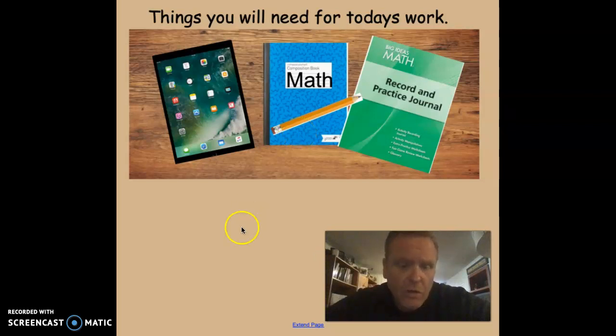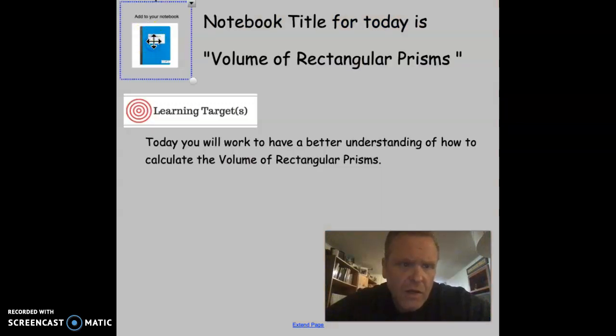And remember, as you go through this video, you want to watch for that little symbol right here that says Add to Notebook. I know it's there a lot, but you're preparing your notes for your test. So volume of rectangular prisms is our title in our notebook today. So go ahead and add that to your notebook and make sure you're adding that to your table of contents as well. And while you're doing that, our learning target is today you will work to have a better understanding of how to calculate the volume of rectangular prisms.